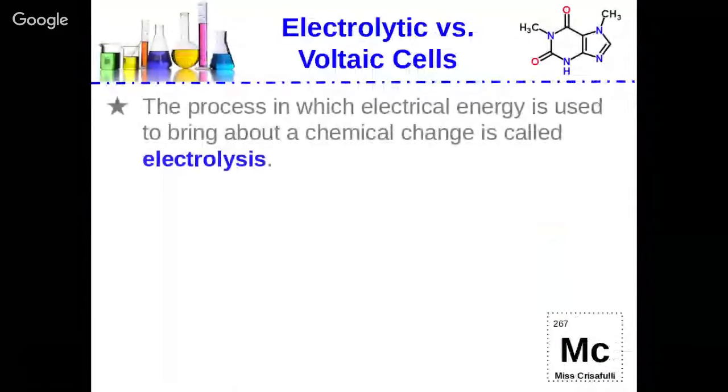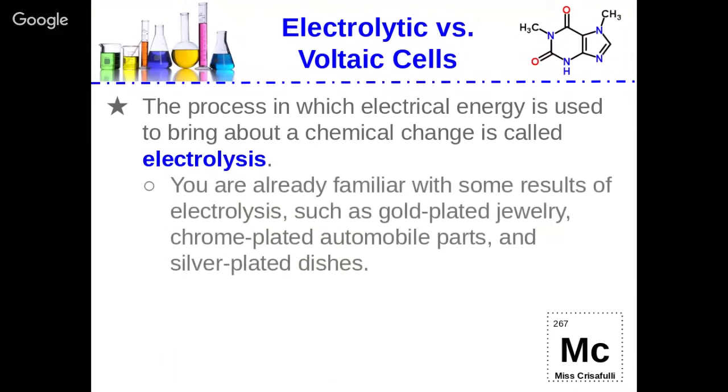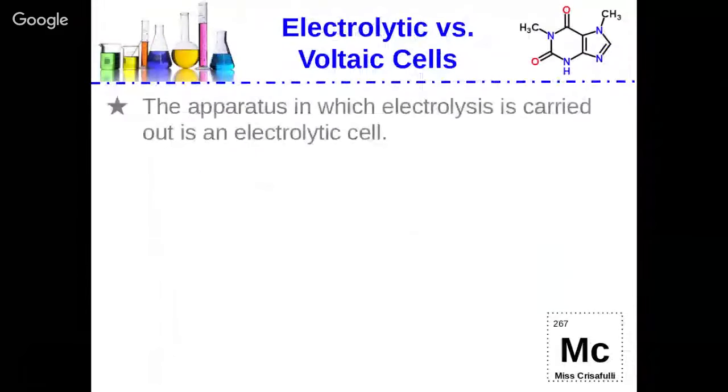So let's talk about electrolytic versus voltaic cells. The process in which electrical energy is used to bring about a chemical change is called electrolysis. You are already familiar with some of the results of electrolysis, such as gold plating jewelry, chrome-plated automobile parts, or silver-plated dishes. The apparatus in which electrolysis is carried out is an electrolytic cell.